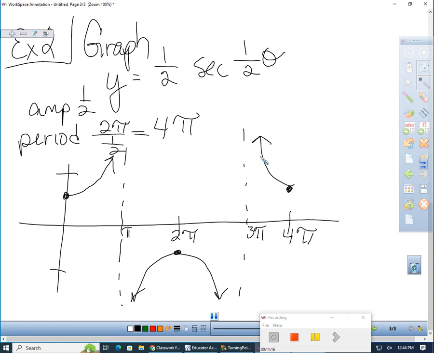All right, so again, I want you to type this into your graphing calculator. Remember that secant is 1 over cosine. So this is going to be y equals 1/2 times 1 over cosine of 1/2 theta, or 0.5 theta if you want to put it that way. Then change your window to 0 to 4 pi.